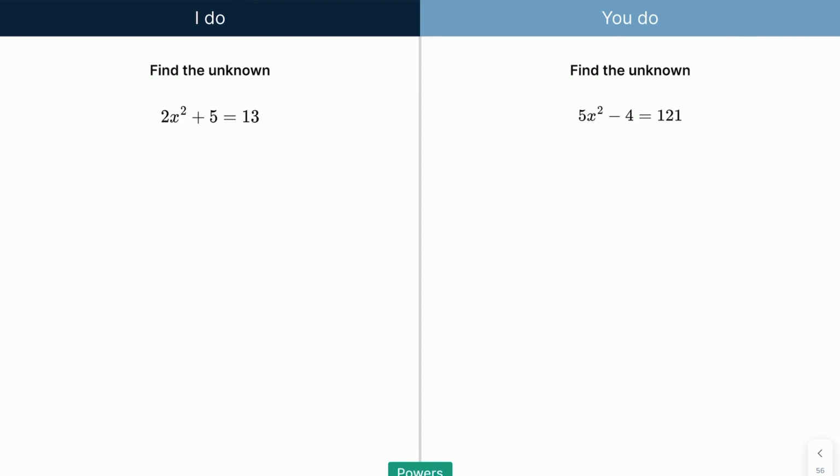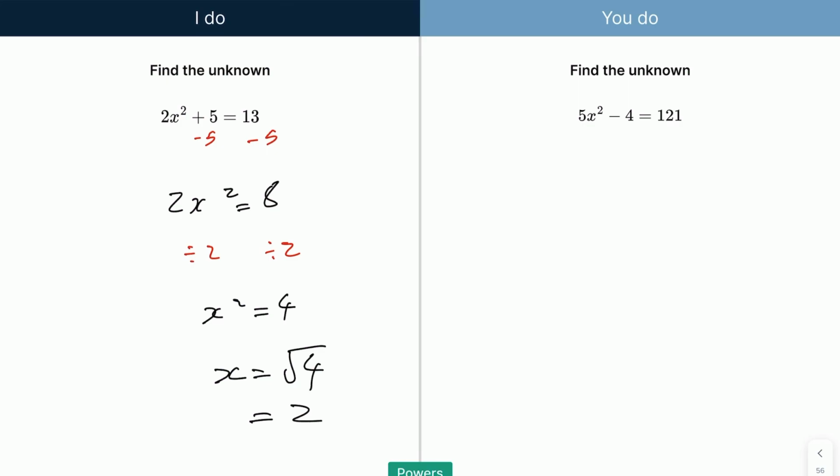Moving on, again, to make my life as easy as possible, I'll get rid of the 5 first. So we have 2x squared is equal to 8. Next, I'll get rid of the 2. x squared is equal to 4. And finally, to get x on its own, we just have to square root each side, so that becomes 2.